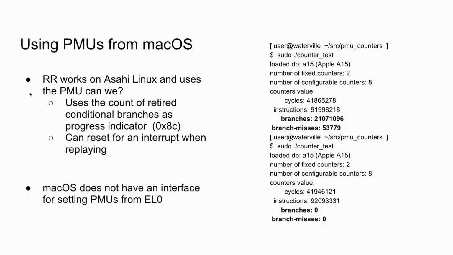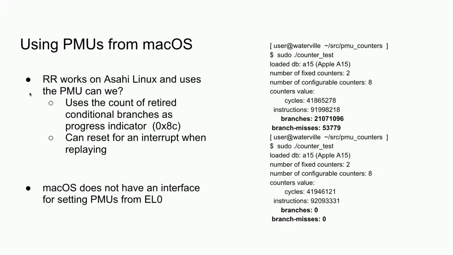So again, how does RR do this? Well, they use the performance monitoring units, and we know that this works on M1 and M2 hardware. Because, and I'm always butchering the name, so I apologize up front, it works on Asahi Linux, right? And they use the same PMU. Specifically, what they're using is the count of retired conditional branches as their progress indicator.